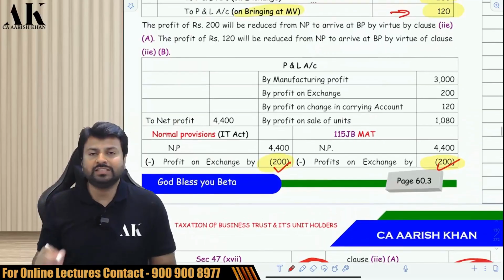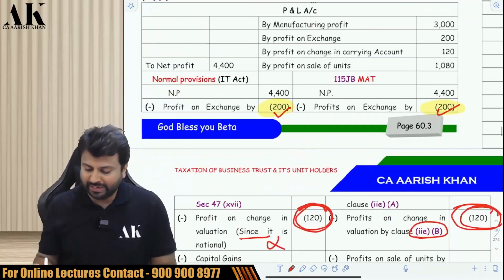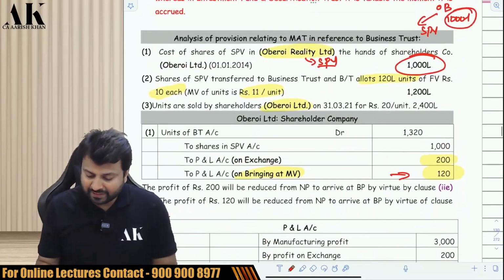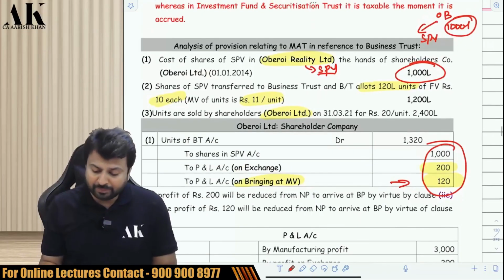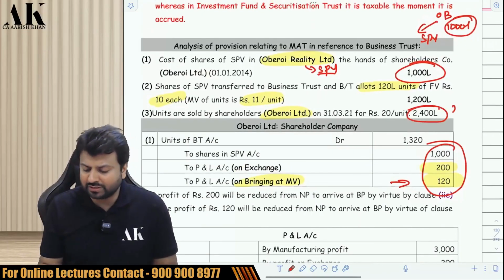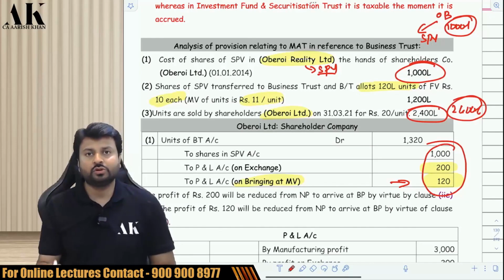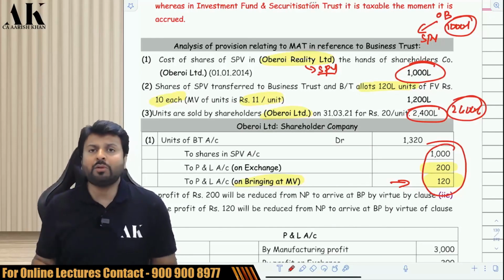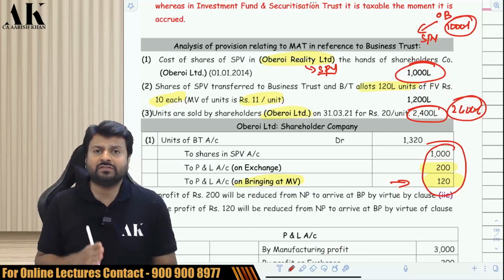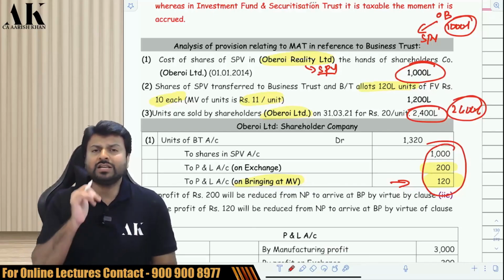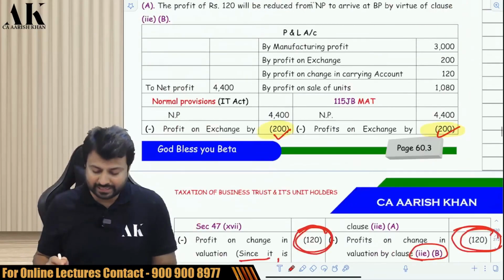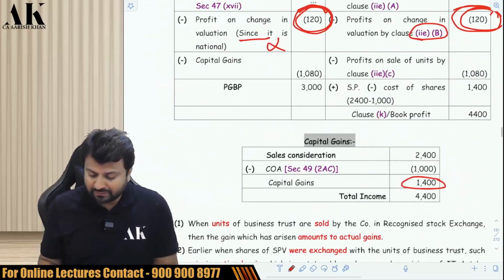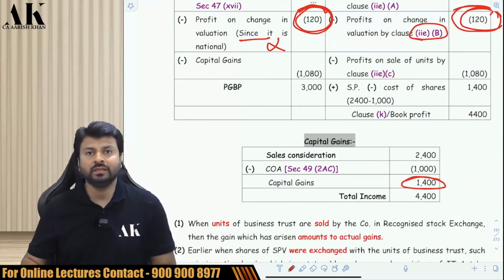Now, what is the value of investment in the books of accounts? 1320, right? This is the value of investment in the books of accounts. Now, suppose we are selling that investment at 2400 rupees. What will be the capital gains in the normal provision? In the normal provision, the law says that the cost of acquisition of the units is the cost of acquisition of the shares. What is the cost of acquisition of the shares? 1000 lakhs. And therefore, the capital gains in the normal provision will be 1400.